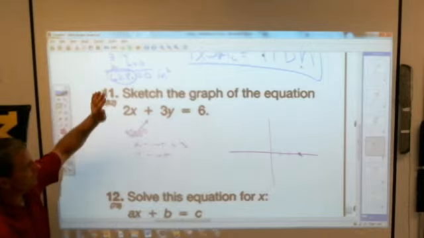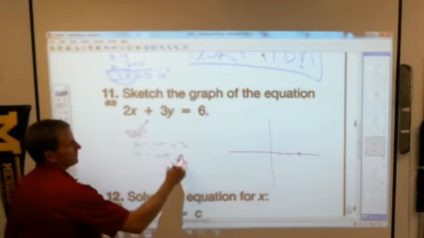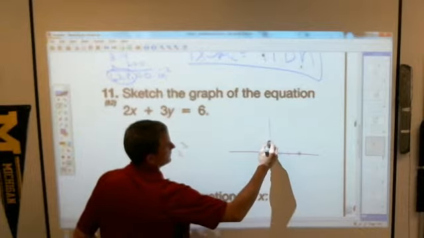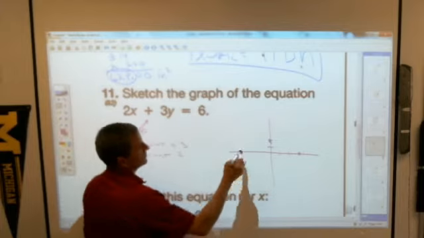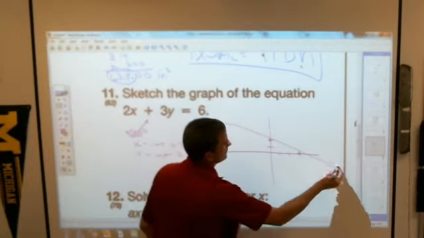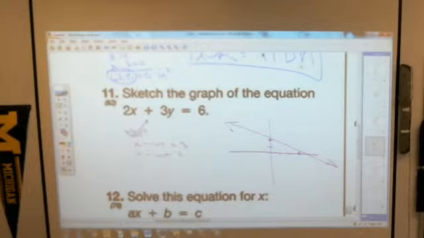Find the y-intercept, you put 0 in for x. 3 times what number is 6? That is 2. That crosses the y-axis here. You don't have to deal with slope if it's in standard form. You just put the intercepts and you graph. And you graph, and you graph, and you graph.